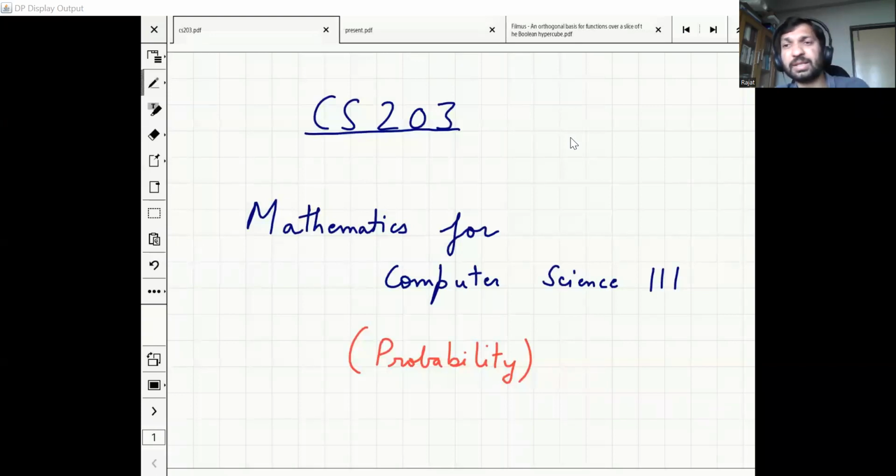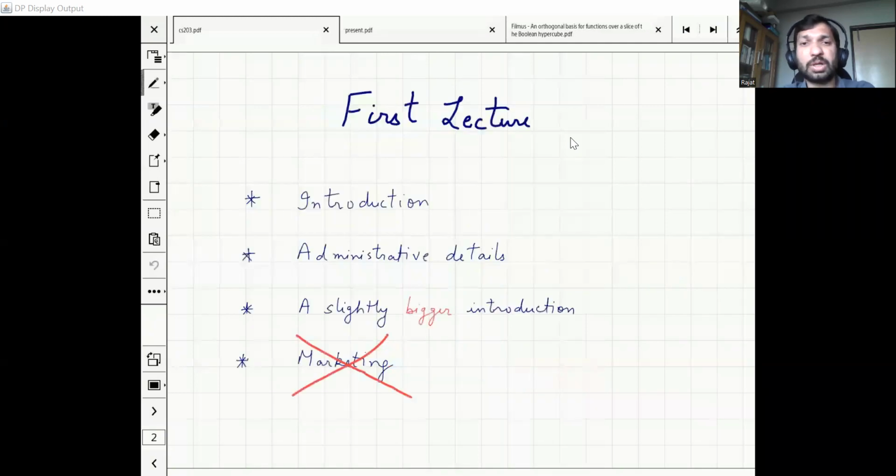This goes without saying that we are going to learn probability in this course. We will see what probability means for a computer scientist. And before that, let's look at what today's lecture is going to talk about.